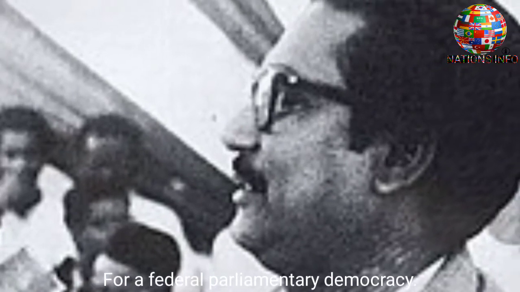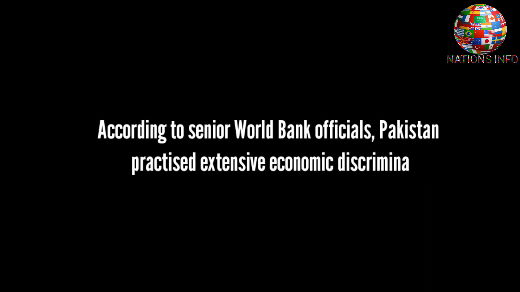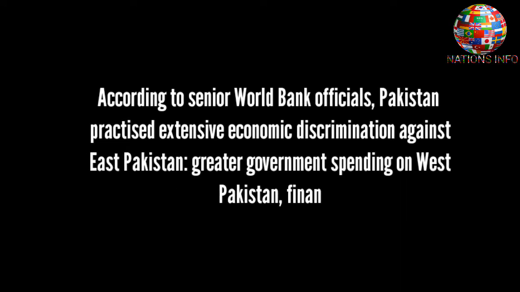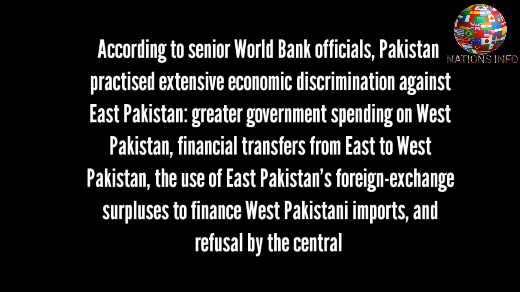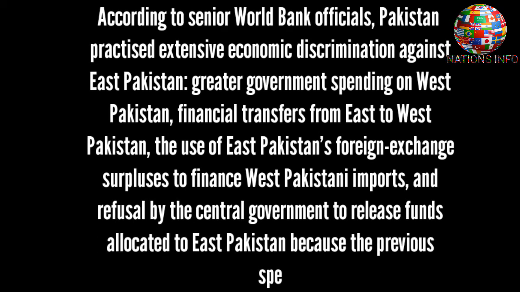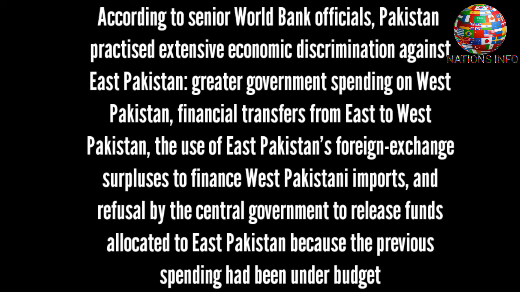In 1966, Awami League leader Sheikh Mujibur Rahman announced a six-point movement for a federal parliamentary democracy. According to senior World Bank officials, Pakistan practiced extensive economic discrimination against East Pakistan: greater government spending on West Pakistan, financial transfers from East to West Pakistan, the use of East Pakistan's foreign exchange surpluses to finance West Pakistani imports, and refusal by the central government to release funds allocated to East Pakistan because the previous spending had been under budget.